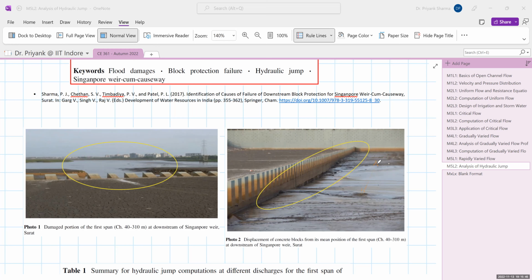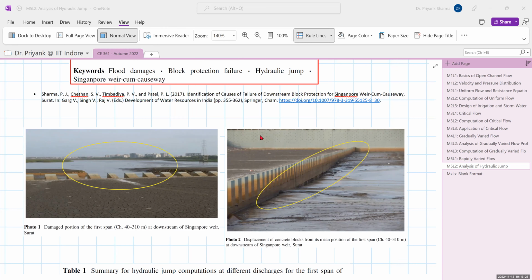In the concrete block protection, because it is a weir, it is created on a permeable foundation. The concrete blocks are arranged, and if there is some scouring below it, the launching apron at the end will launch itself so that the scouring is stopped. You can see that from the original level here, this much subsidence has taken place in the concrete blocks. That has damaged the structure, and the displacement of concrete blocks from their mean position has caused a lot of damage, and we had to investigate it.